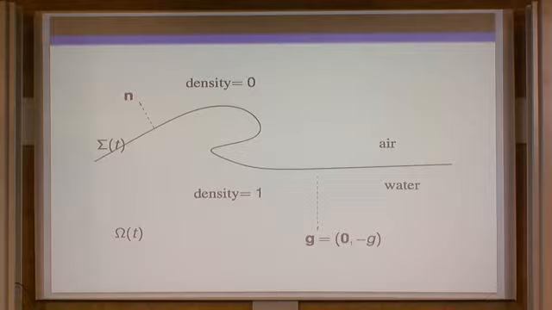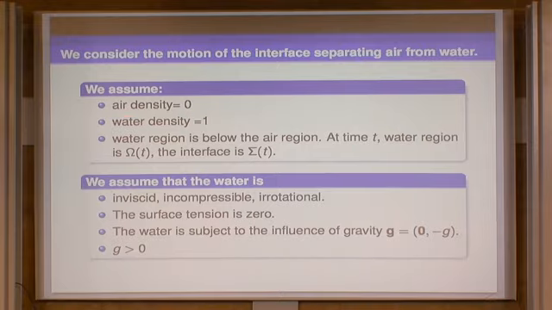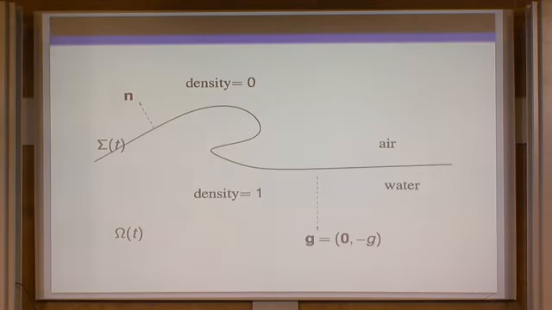Here we are going to assume there's no wind. This means we assume the density of the air is 0, no wind. We will also assume that there's no surface tension, and that there's gravity. So the air density is 0, so no wind, and the water density is just 1. The water region is in general below the air region, but there could be an overturning wave like that.